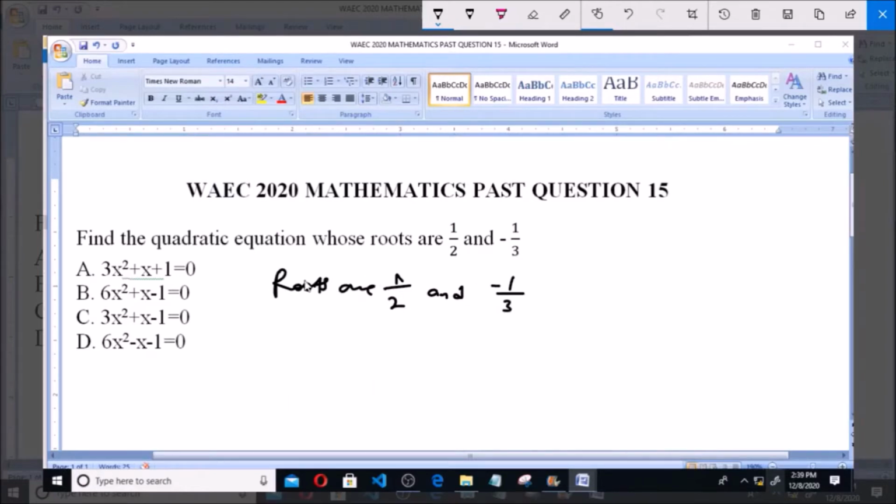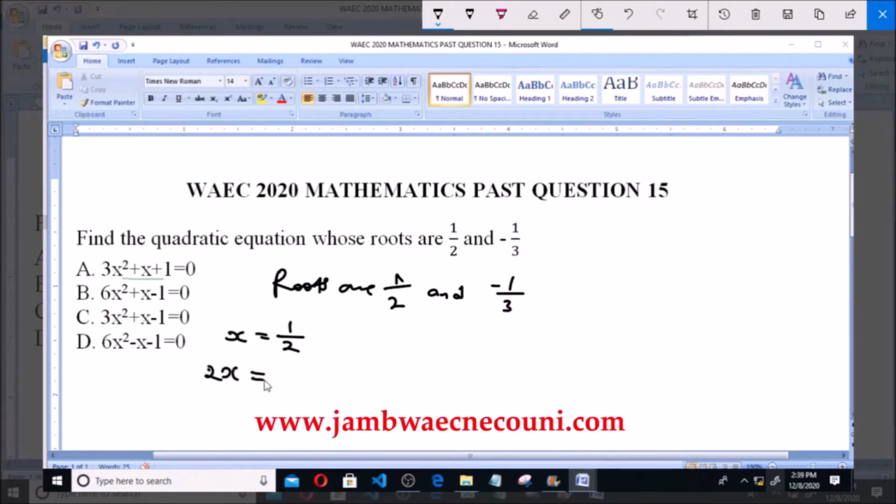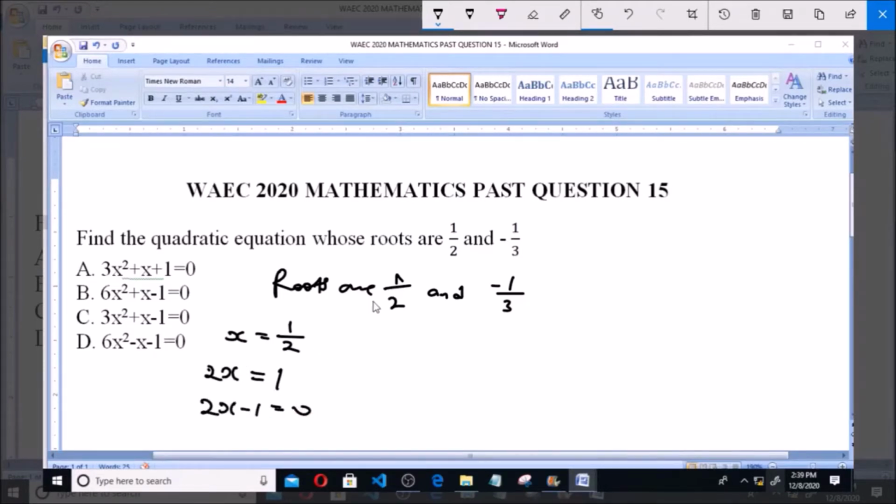Now let's begin with the first root. So for the first root, we have that x is equals to 1 all over 2. So that implies that 2x is equal to 1. So from this we can say 2x minus 1 is equals to 0. Then for the second root, we have that x is equals to minus 1 over 3. That means 3x is equals to minus 1. So 3x plus 1 is equal to 0.